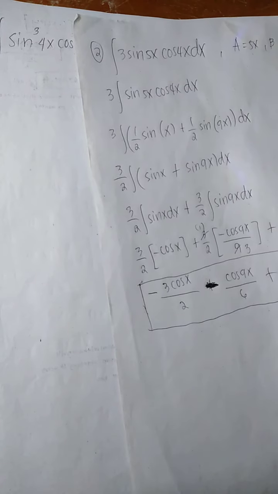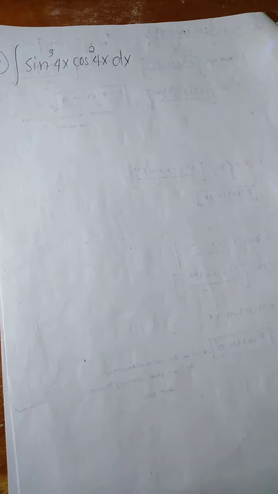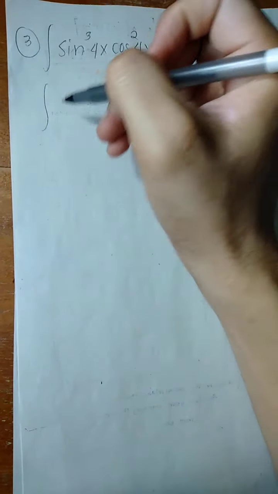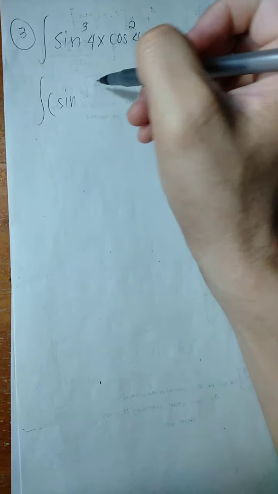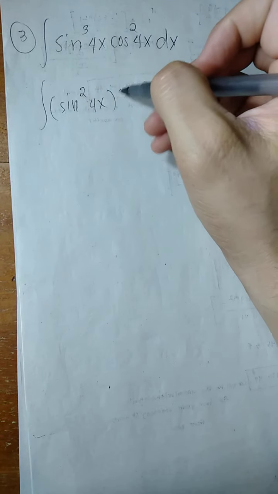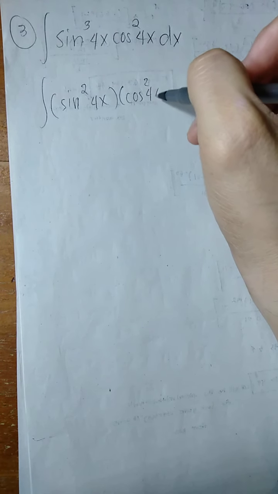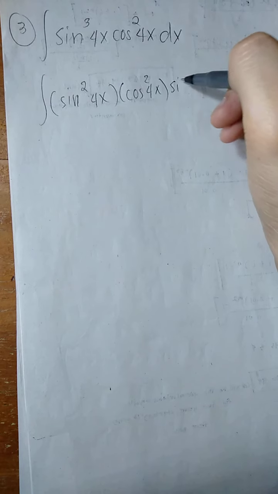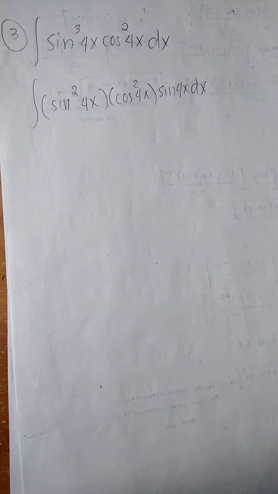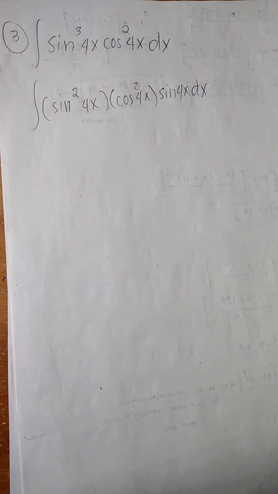Okay, so let's now try to solve this one. We need to convert it first, so how can we do that? So that we have a sine squared, we can break down the sine cube. So it becomes the integral of sine squared 4x times cosine squared 4x, and the remaining sine goes here, sine 4x dx. So we already have our sine squared 4x.